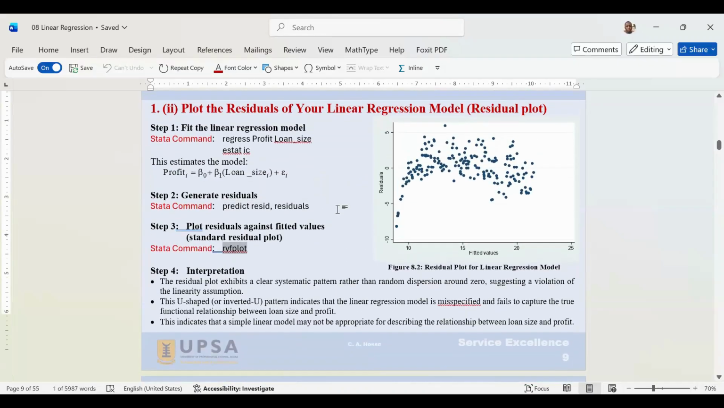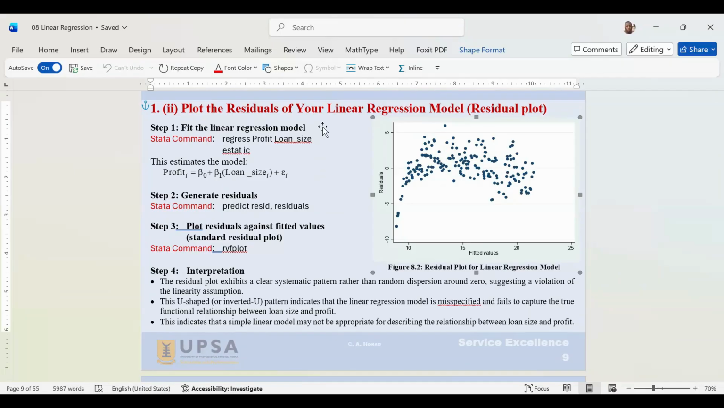Please, are you with me? Yes, Prof. Paste this command. Have you pasted it? Yes, Prof. So you get a graph similar to this one. Is your graph similar to what is displayed on the screen? Yes. Okay, please, so what is wrong about this graph?